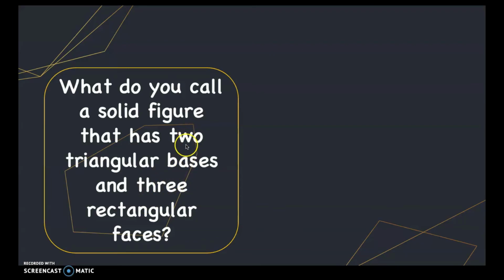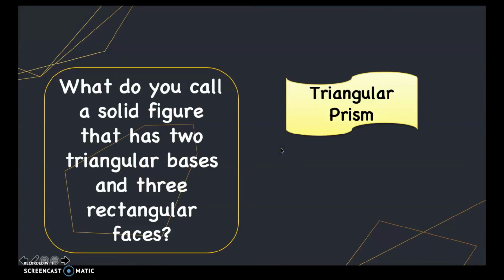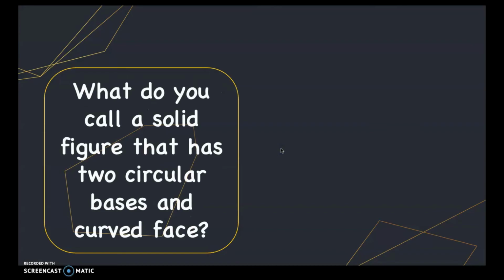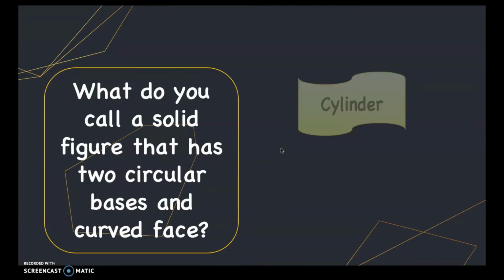We have two bases. That means it's a prism. But what's the name of that prism? The clue here is we have rectangular faces. And we know that a prism has rectangular faces, and we name the prism by its base. So if there are two triangular bases, therefore it's a triangular prism. Next, what do you call a solid figure that has two circular bases and a curved face? So we have here two circular bases, so that means it's a cylinder.